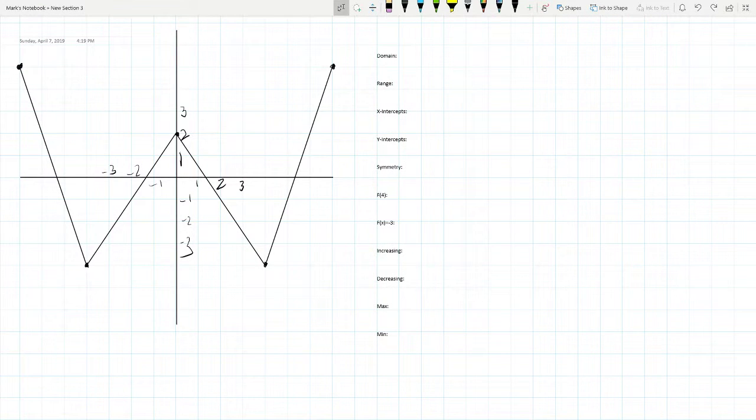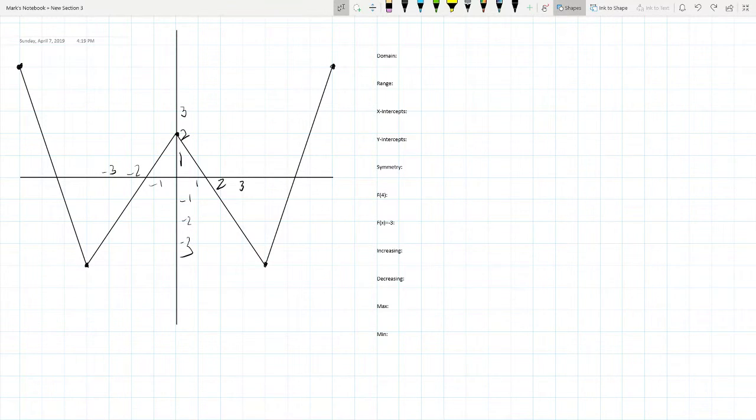Hello again, everybody. In this problem, what we're going to be doing is just analyzing a function. So given the graph of a function, we're going to try to figure out some different pieces of information about it, like the domain, the range, the intercepts, etc. So here's our function. The first thing we're going to do is find the domain.